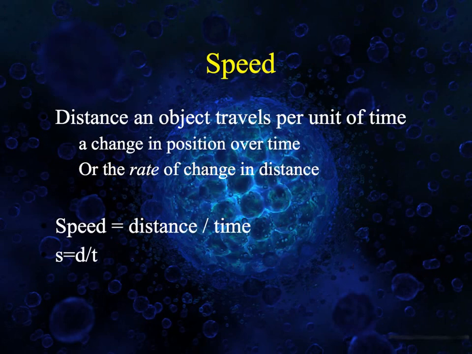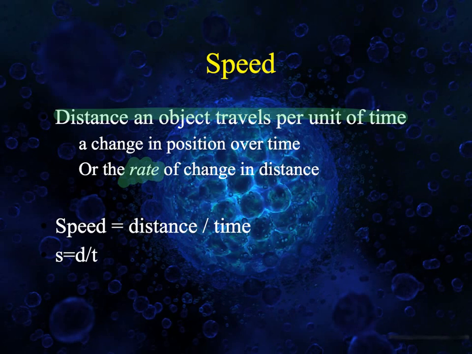Our first term, speed. Speed, in its simplest definition, is the distance an object travels per unit time. In other words, it's how far something travels and how long it takes to get there. We can also refer to it as a rate of change in distance. Our distance is changing as time continues passing by.